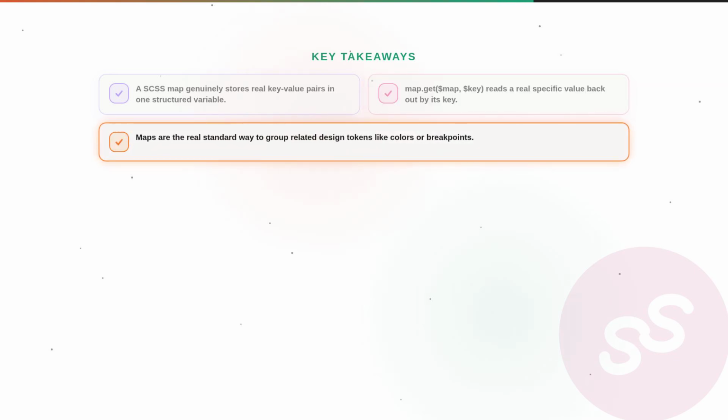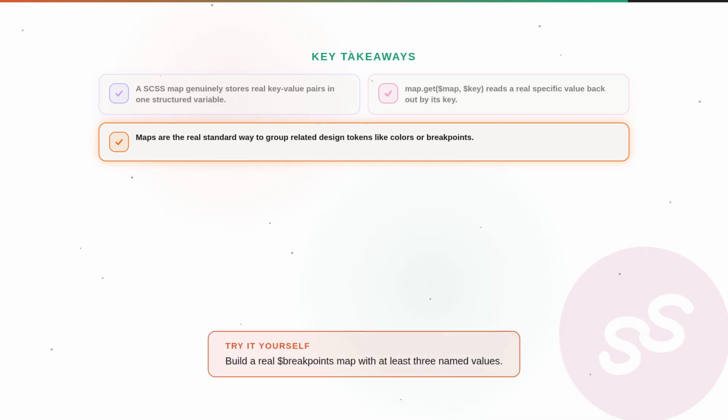Maps are the real standard way to group related design tokens like colors or breakpoints. Build a real $breakpoints map with at least three named values.